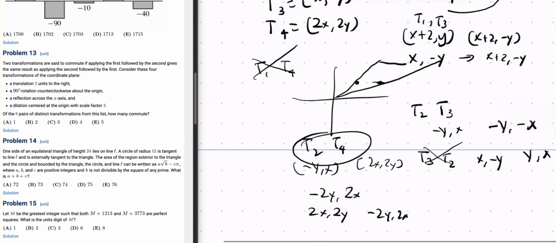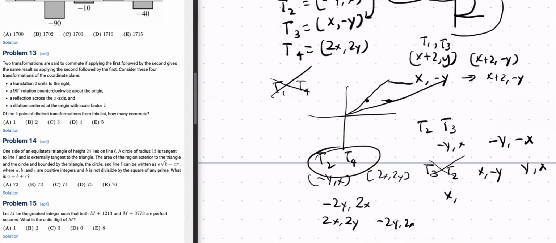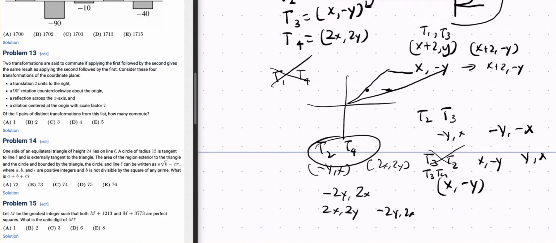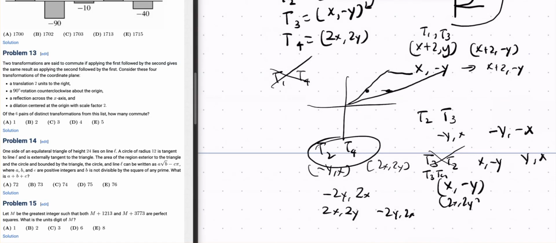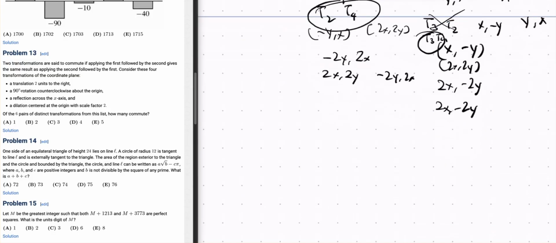Now let's try T3 and T4. So far we have 2. T3 gives us x comma negative y, and T4 gives 2x comma 2y. If we did it the first way, they'd give us 2x comma negative 2y. If we did it the other way around, that'd give us 2x comma negative 2y too. So this works, and we have 3 that work. So the answer is answer choice C, 3.